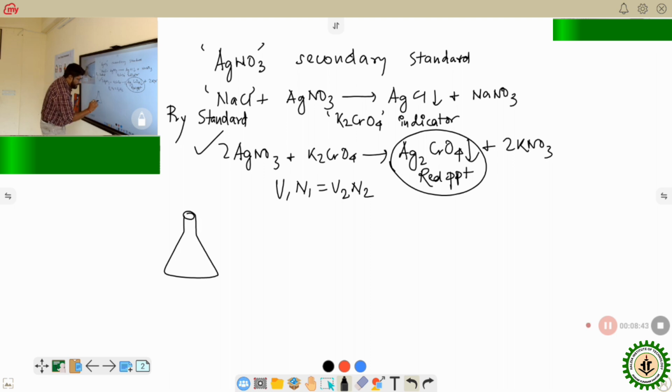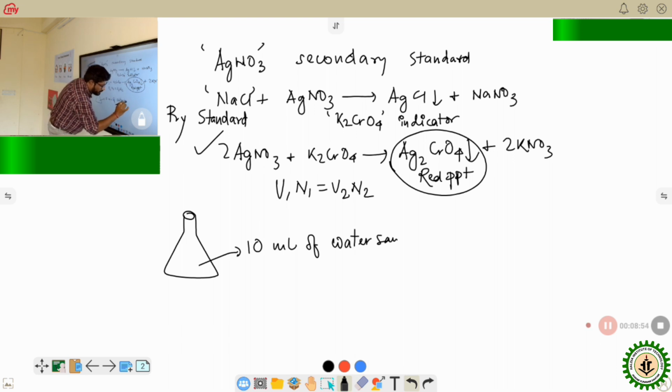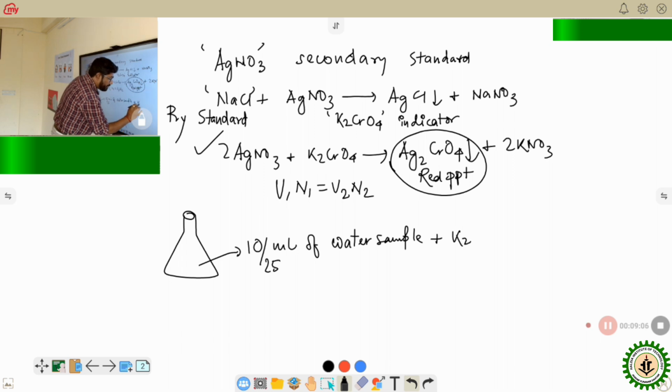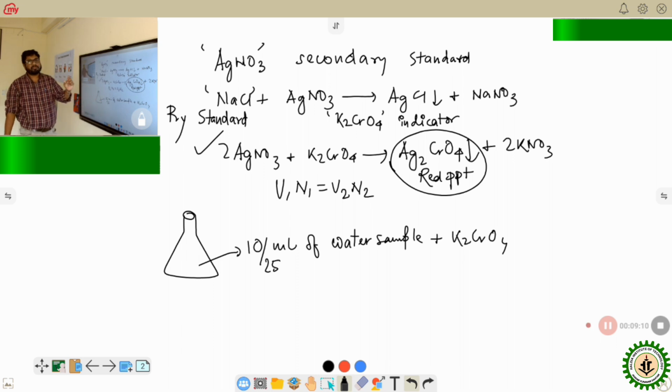So in our water sample, we are going to take, again I am taking a conical, and inside a conical I am taking again 10 ml of water sample. You can also take 10 or 25, no problem. 10 or 25 ml of water sample you can take, and here also I am taking potassium chromate as an indicator. Remember, potassium chromate gives you a very yellow color soluble salts.